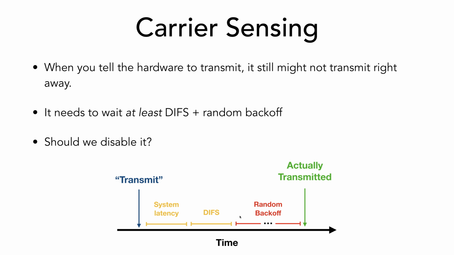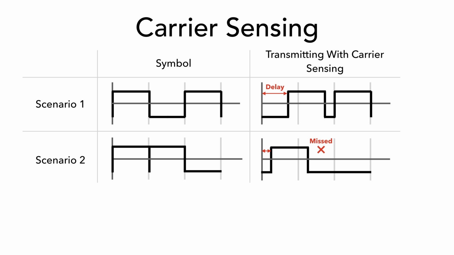So we thought, should we disable carrier sensing somehow? We decided against that, because then it wouldn't be 802.11 MAC compliant anymore. We would potentially be interfering with other people, and it just seemed like a messy solution to disable it. So we thought about how we could fix this.